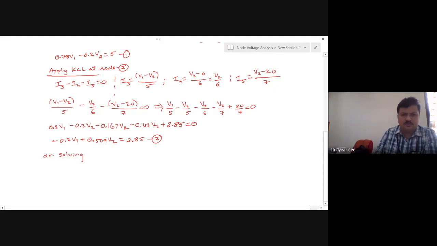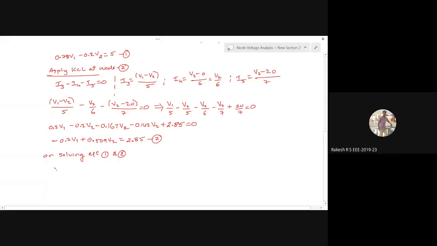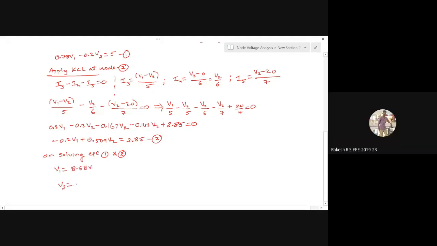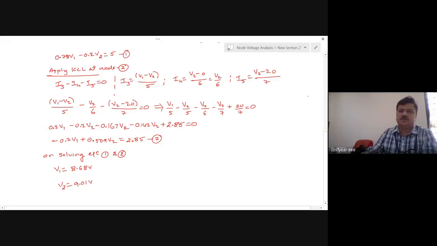On solving equations 1 and 2, tell me what is V1, what is V2. V1 is equal to 8.68 volts. V2 is equal to 9.01 volts. Okay. Now find all the currents I1, I2, I3, I4, because I have the expressions. Very easily I can get them.